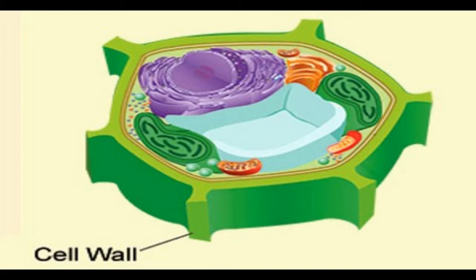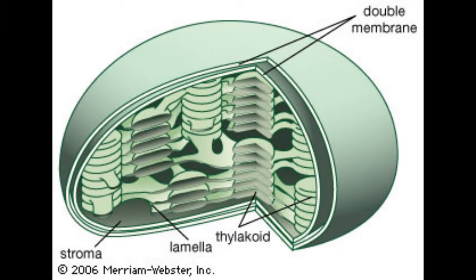The plant cell has a cell wall surrounding the cell membrane. The cell wall gives the plant shape and allows certain things into the cell, but also allows things to escape the cell as well. The plant cell also contains chloroplasts, which make the plant green and absorb sunlight to make fuel for the plant.